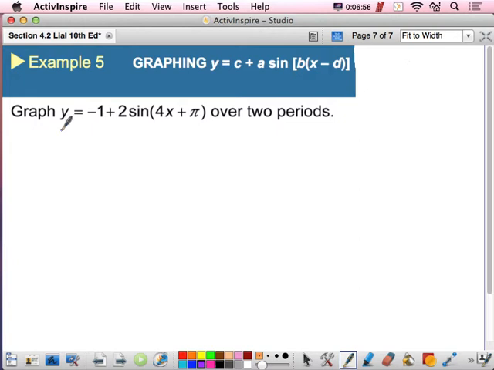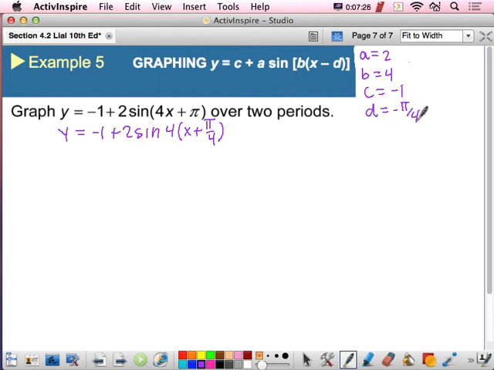First thing we have to do is factor that 4 out of the parenthesis. So now we have -1 plus 2 sine. And if I take the 4 out, it becomes x plus what? Pi over 4. Yeah, you have to divide that 4 out of the pi there. Then off to the side, we'll look and say that A is 2, B is 4, C is -1, and D is negative what?